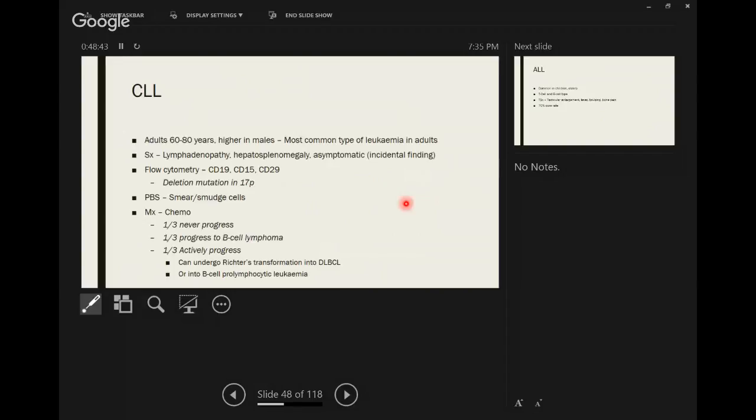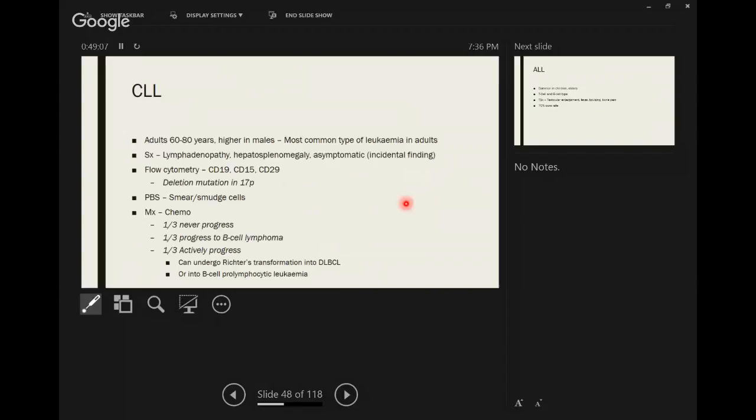CLL is adults 60 to 80 years. It's more common in males. It's the most common type of leukemia in adults. The symptoms are lymphadenopathy, hepatosplenomegaly, but also it's often asymptomatic. So you find a 70 or 80-year-old who might be getting a little bit more tired, they might not be, but they come into a GP and are diagnosed with CLL.